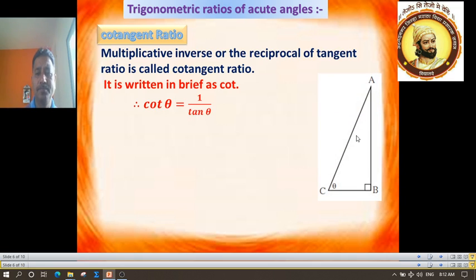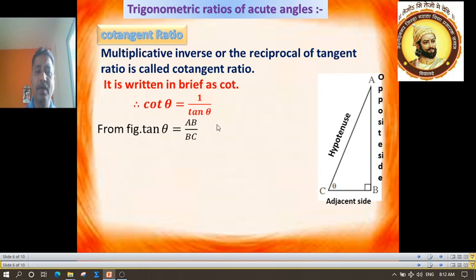Again from the figure, what is the tan ratio? Opposite side upon adjacent side, so AB upon BC. So from the figure, tan theta is equal to AB upon BC. Substituting this value in the above identity, cot theta is equal to 1 upon tan theta. So substituting the value of tan theta, we have cot theta is equal to 1 upon AB upon BC.